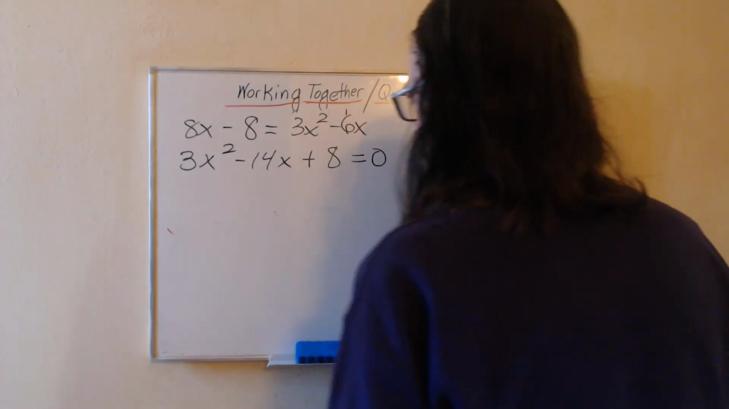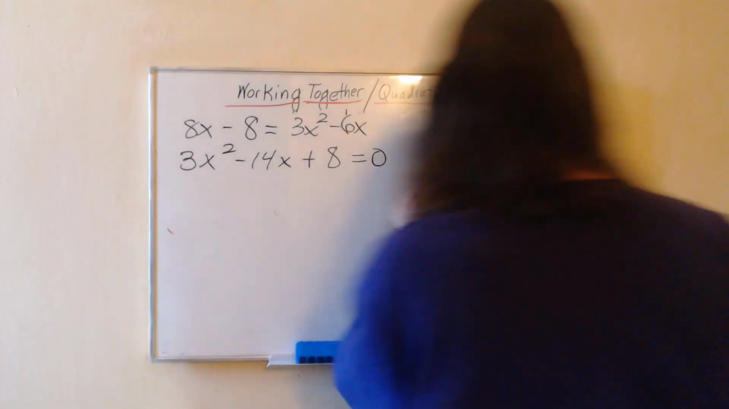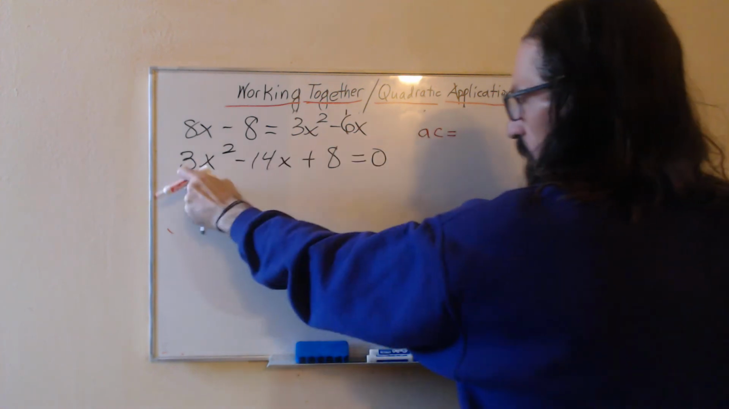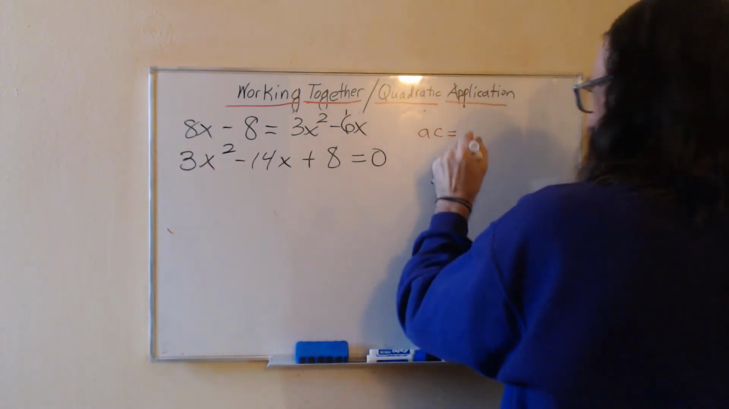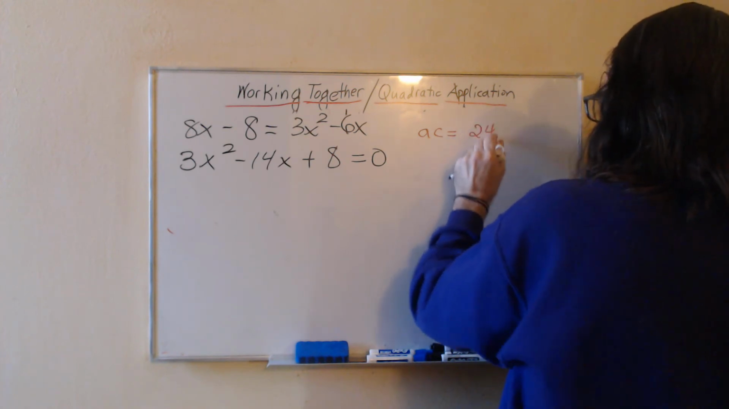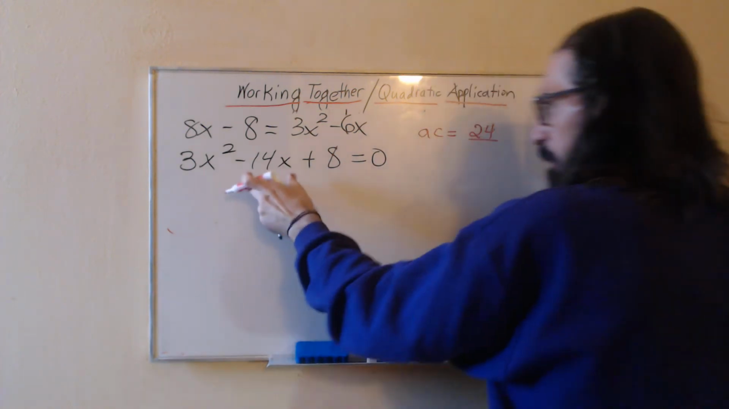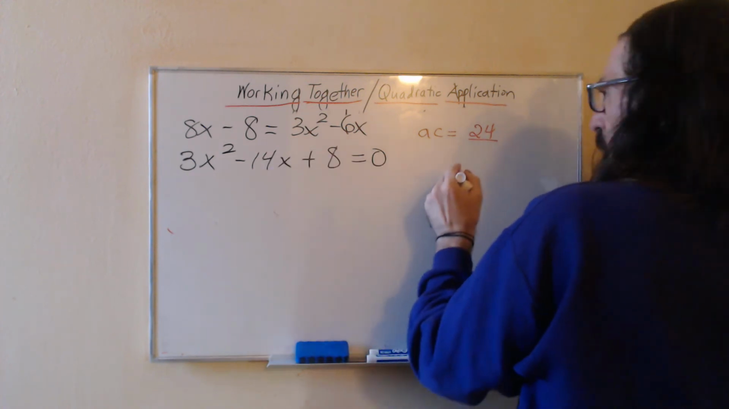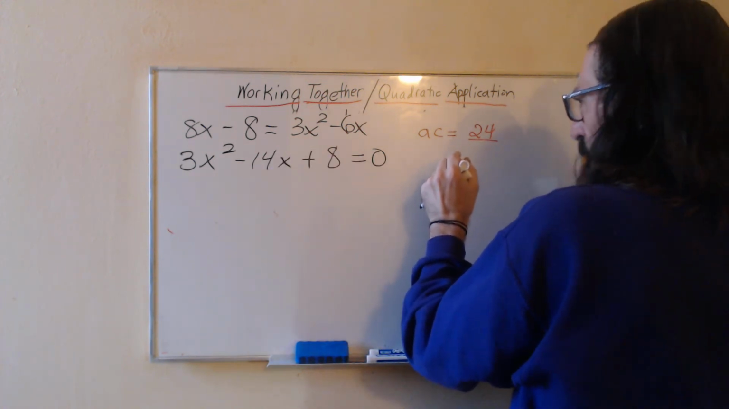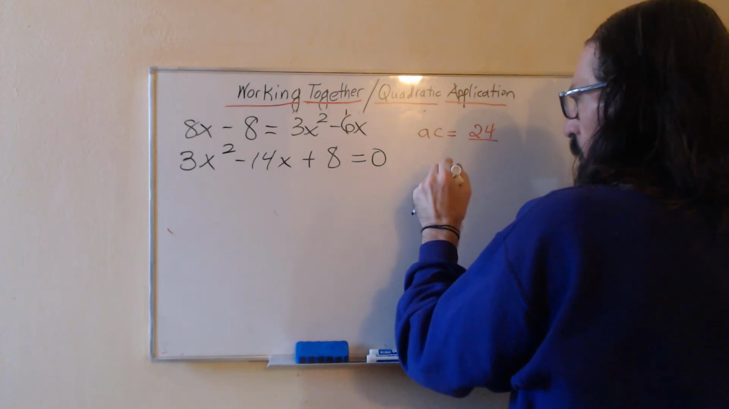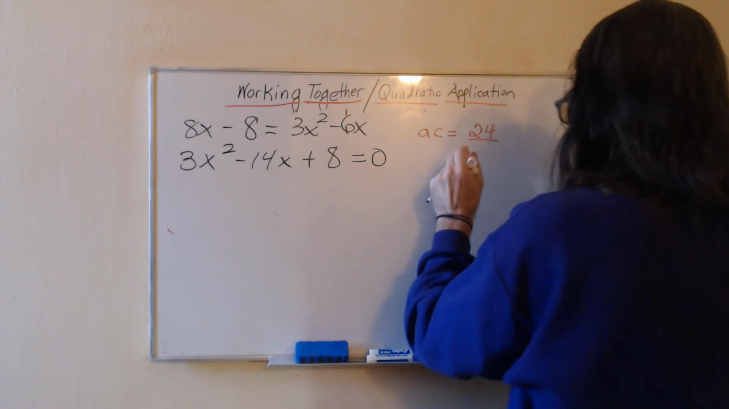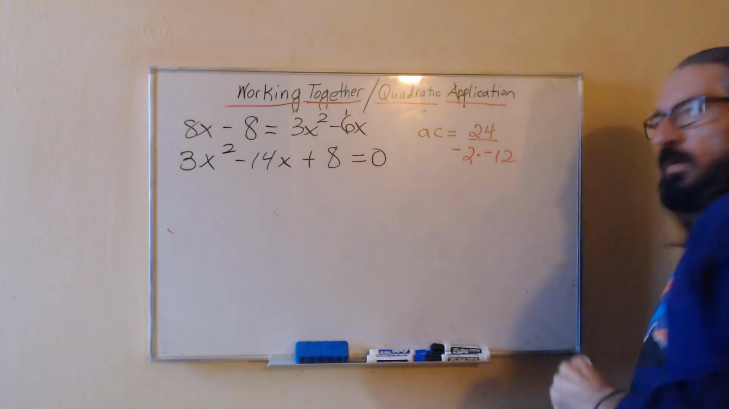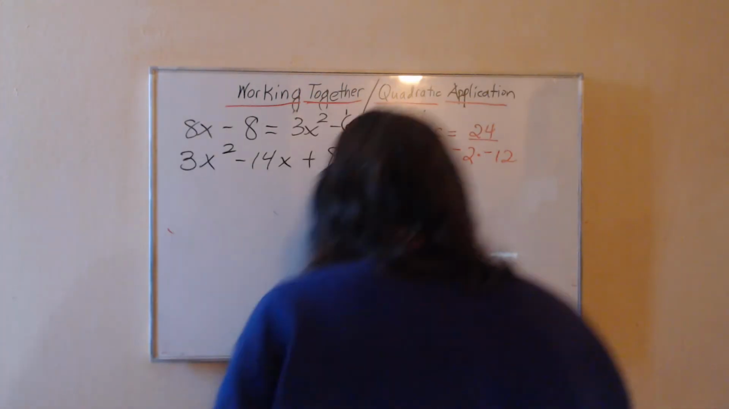Now let's see here. This can be factored. Some of you may have learned the AC method. A is 1 and C is 8. They're both positive. So AC is 8. They have to add up to a negative 14, and the way to get that and have them also multiply to positive 8 is that they're both negative. Negative 2 and negative 12 will do the job.